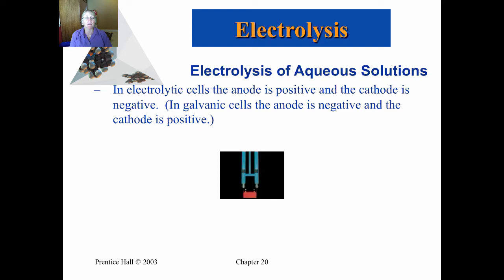Now another thing that's different in electrolytic cells, they label the anode positive and the cathode negative. It's just the opposite in a galvanic cell. Don't worry too much about that. I'm pretty certain that the AP exam is sort of taking away the confusing labeling on the electrodes. But when we get to this next diagram, I'll try to explain it a little bit better.